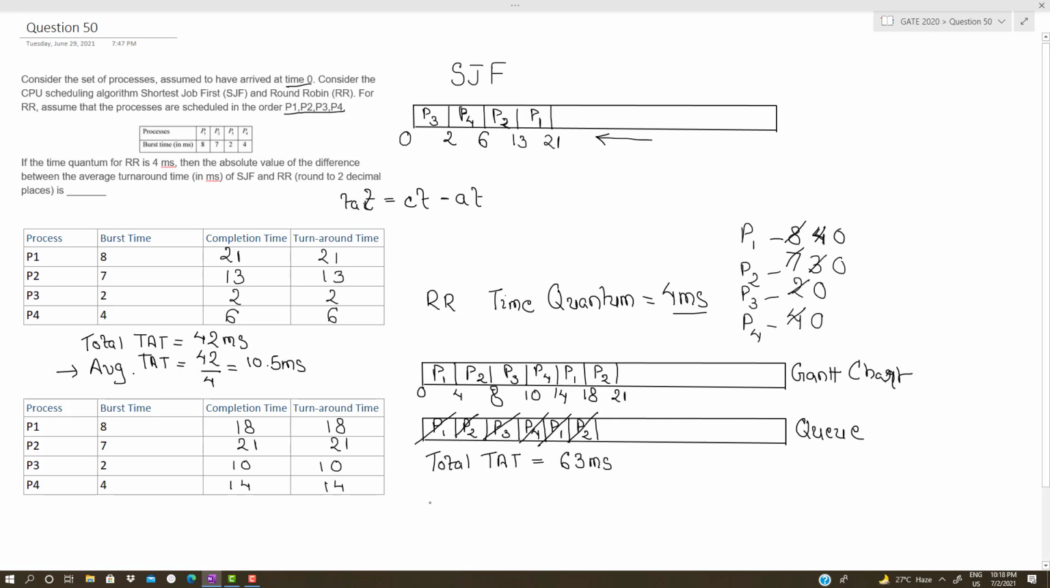Right? So the average turnaround time is 63 by 4, which is 15.75 milliseconds. What is the difference, the absolute difference between the two? The absolute difference turns out to be 5.25 milliseconds, which is our answer. I hope you got this. Thank you.